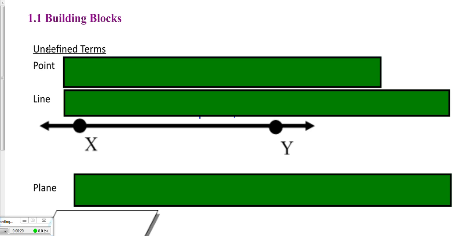So in geometry, there are three things that we consider undefined terms, and these are point, line, and plane. Now we can talk about what they are and what they mean, but there isn't an exact definition for these things because they're pretty abstract. It's hard to physically show or think about what these are because they're technically not physical things. So let's go over what they each mean.